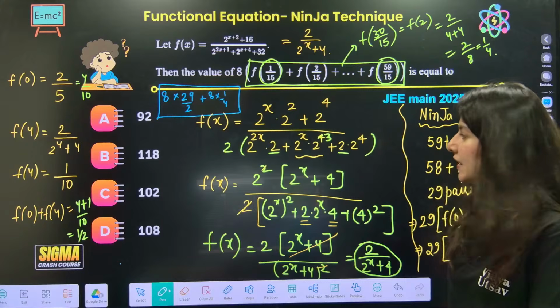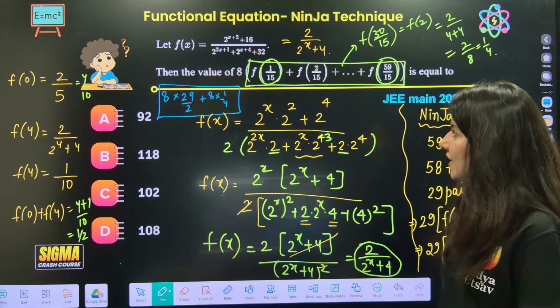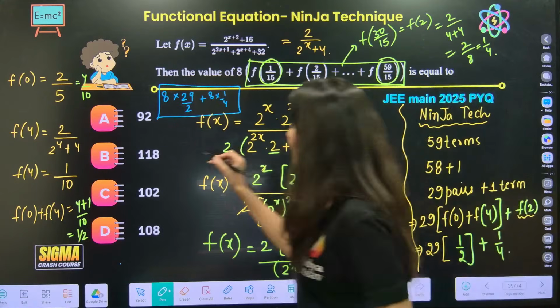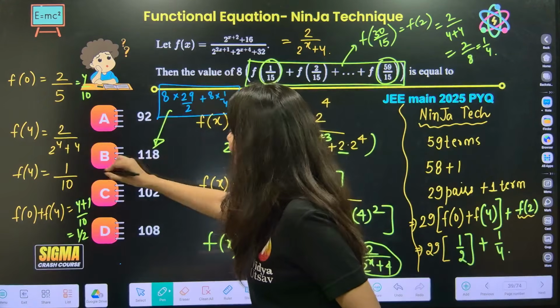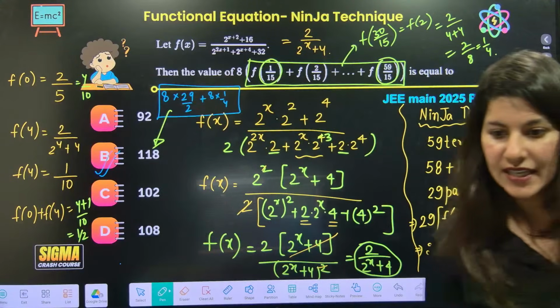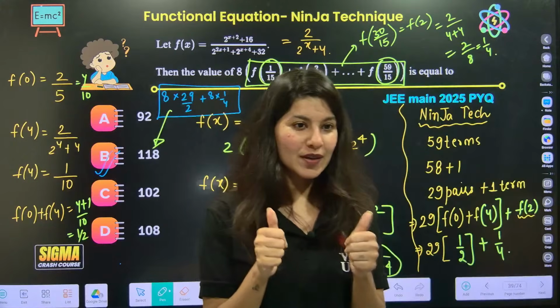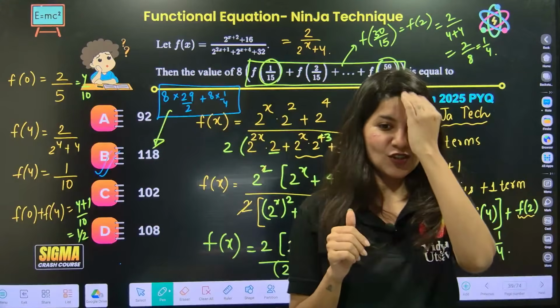58 ka double, 116. 116 plus 2, so this is clearly 118. Yes? Everybody getting it? Good job. Nice question. Good ninja technique.